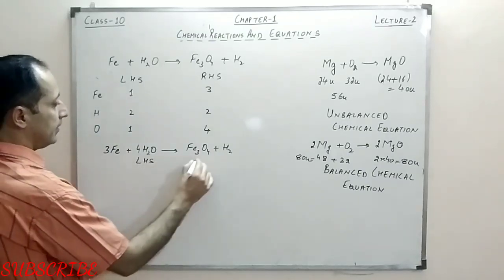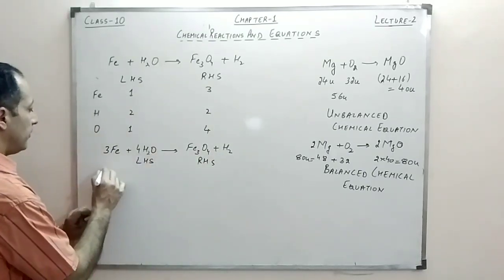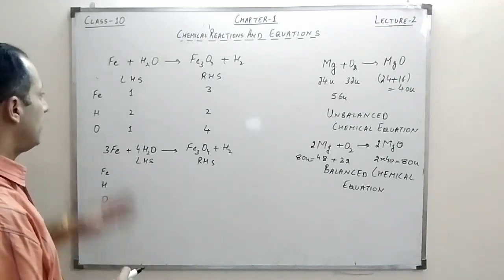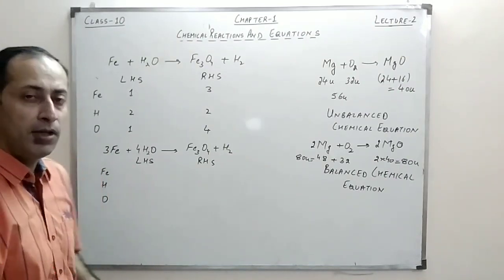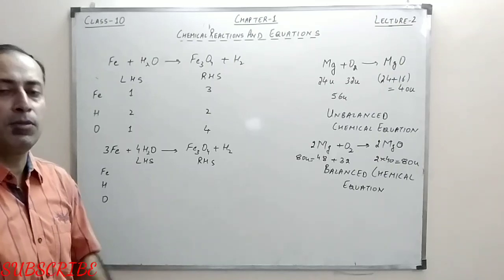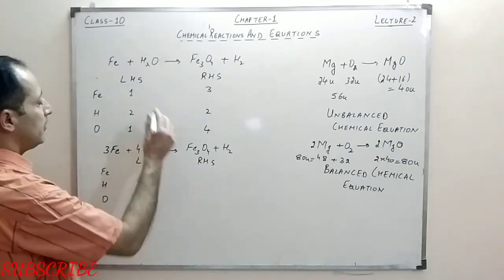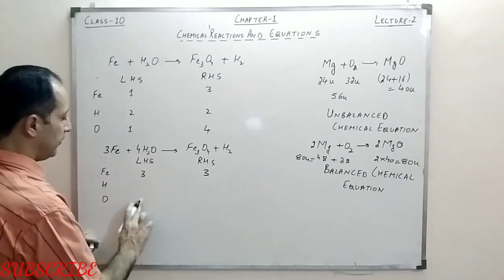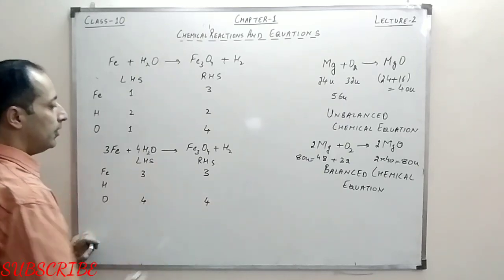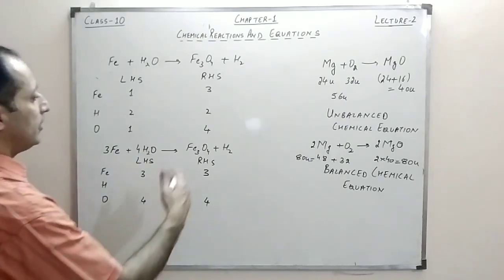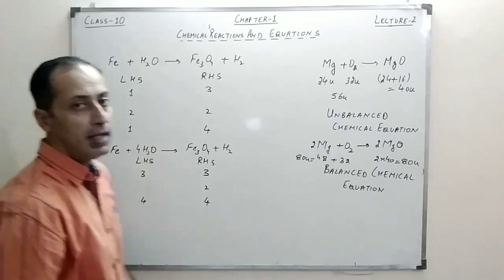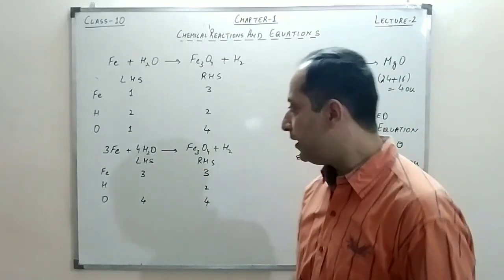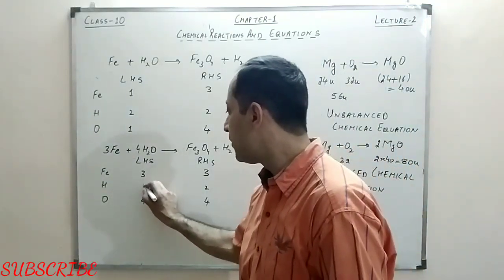Again, we write the LHS and the RHS. We write the symbols of all the elements on both sides. Now, initially we have balanced iron and oxygen, which means on both sides the number of atoms of iron and oxygen are the same. So I write the same number of atoms, iron 3 and 3, oxygen 4 and 4. Now, hydrogen on the right side is 2. But as we have put 4 in front of water, the number of atoms of hydrogen on the left side has changed and become 4 into 2, 8.